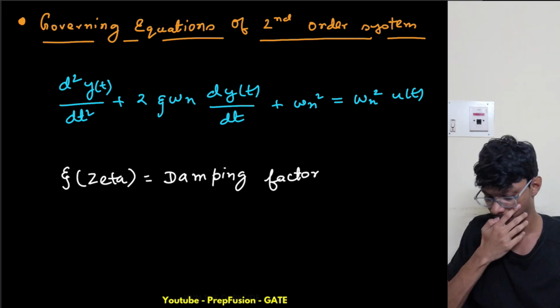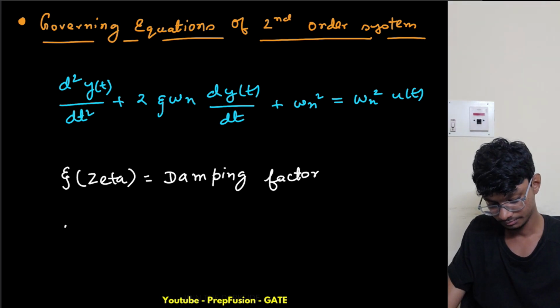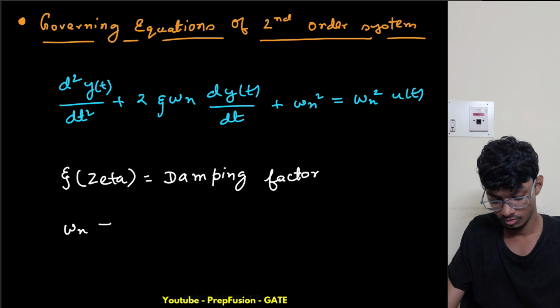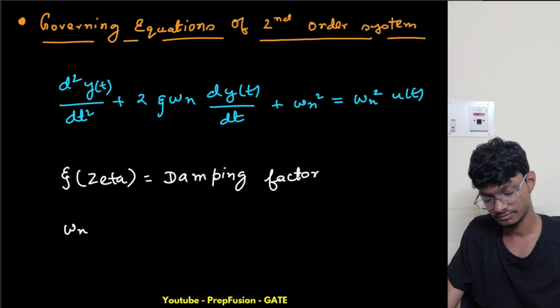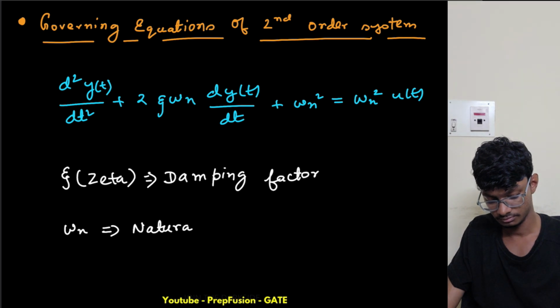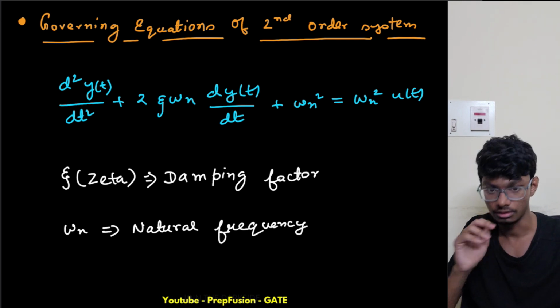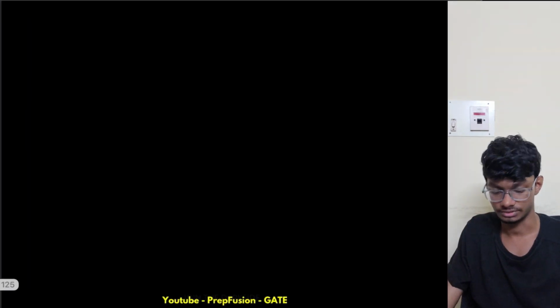Okay, this is my damping factor. Now what is omega n? Omega n is basically known as the natural frequency. Okay, so this is my omega n basically. So what is my transfer function?